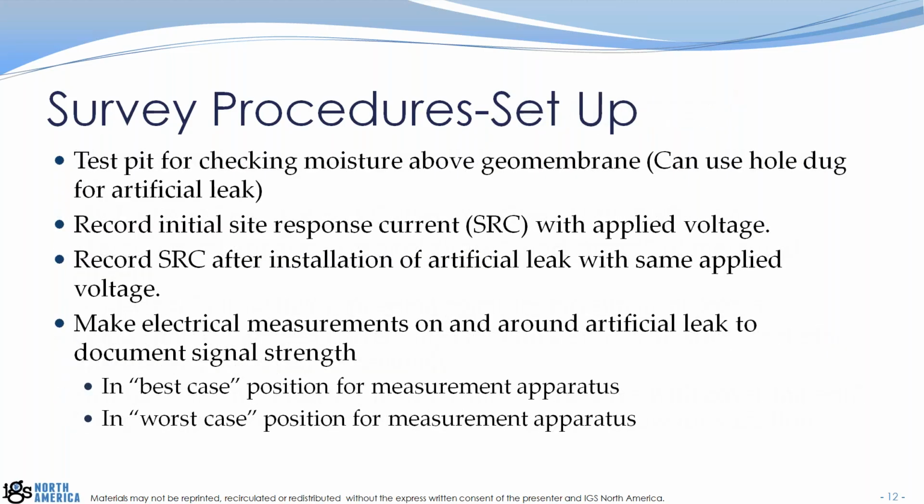So moving on to the procedures, first thing you do when you set up your functionality test is you dig a test pit in the survey area. You're looking for how much moisture is on top of that geomembrane. So we talked about how important that is to make sure that the geomembrane is leaking. Well, usually what we do is we just take a photo. We have to put our artificial leak on top of the geomembrane anyway. So when we dig that hole, we photo document it. Is it wet? Is it dry? What does it look like?